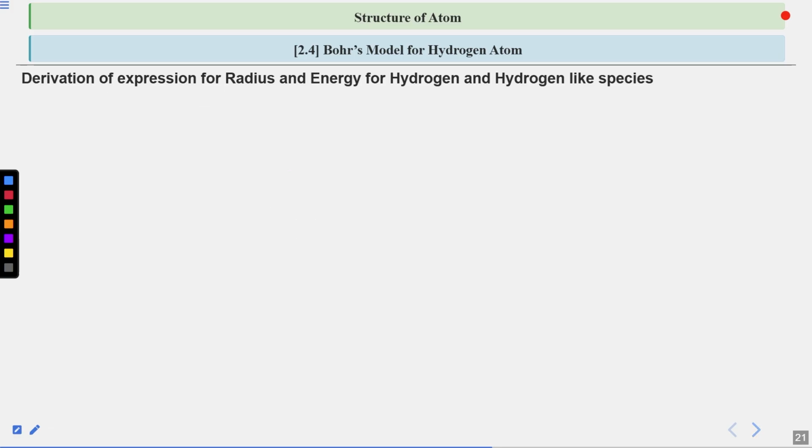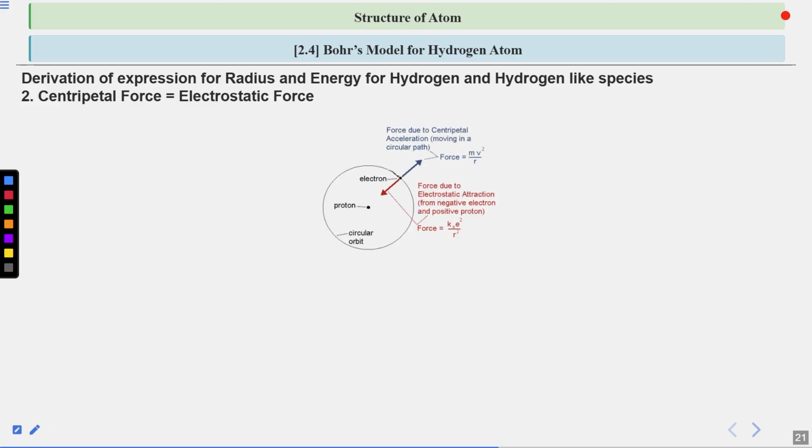Now next, to make the electron revolve, the centripetal force should be equal to the electrostatic force. Now what is the meaning of this? Suppose this is your electron that is revolving around the proton. Since they are oppositely charged, they will attract each other, and that force is denoted by the red arrow.